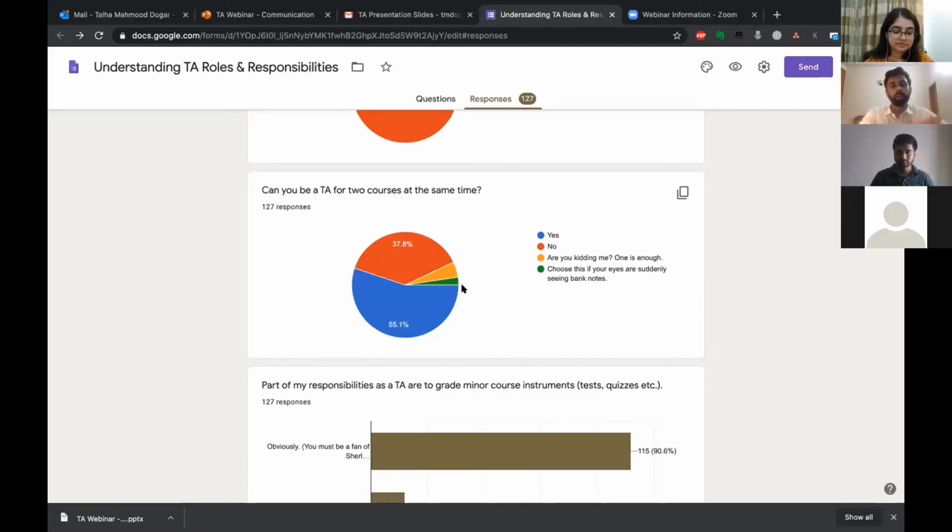or RA shift, then you won't be able to do the other, anything beyond 20, because you won't be paid for anything beyond 20 by the HR. So even if you're doing more than 20 hours of work, well, then that's just between you and the instructor. You're doing more than 20 hours of work, but you're not required to do so.